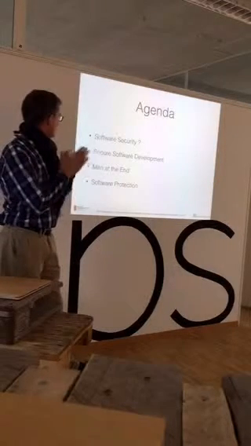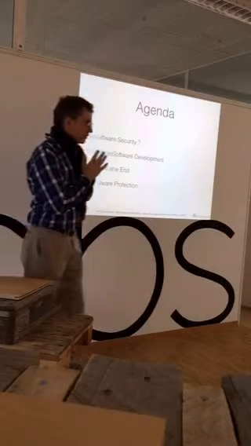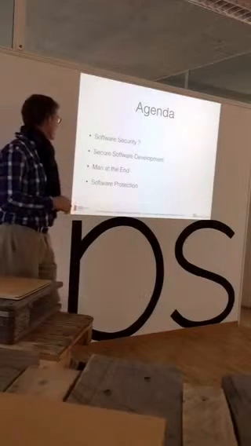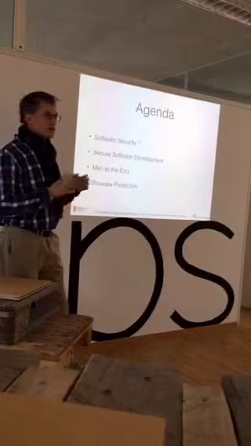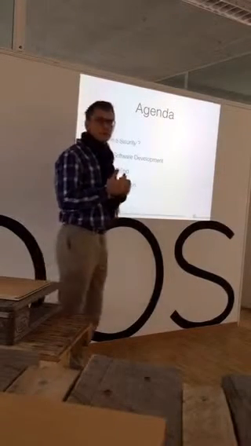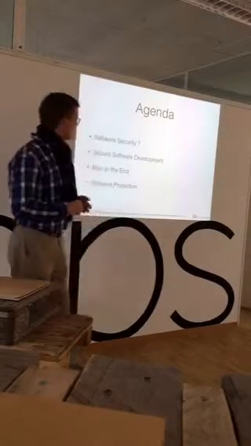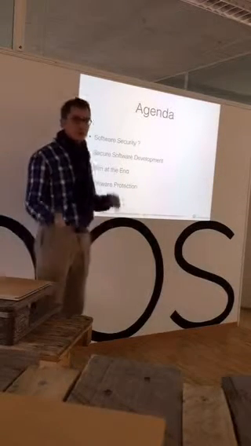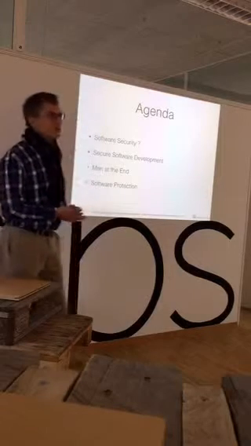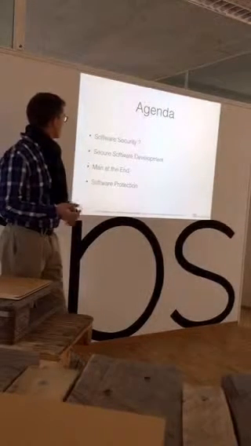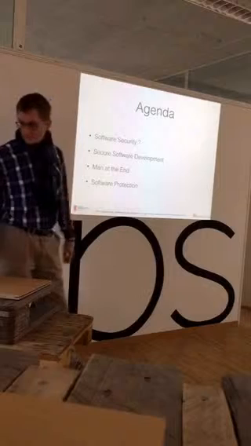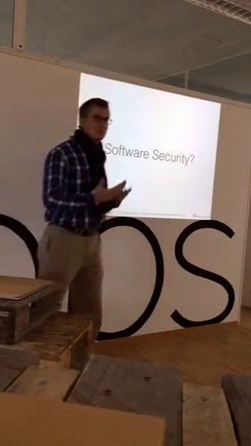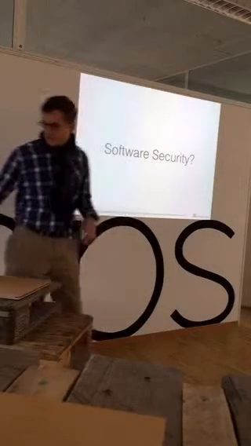Then I will introduce a different threat model, which is called man at the end, which is very different and very relevant in our opinion at strong.codes. And then we will speak at the end about software protection and how you can protect yourself from this awful man at the end. So first of all, what is software security, or what is software insecurity?